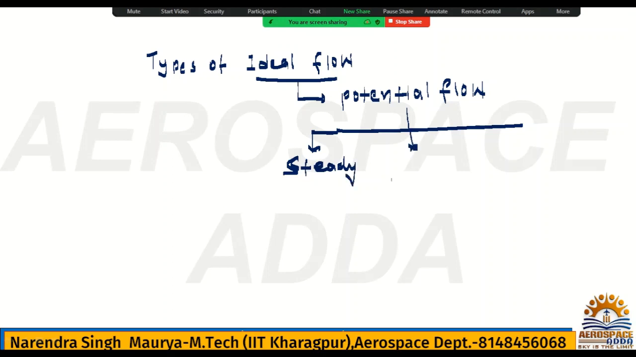steady, then incompressible, and then irrotational. Okay, steady, incompressible, and irrotational flow is called potential flow, and this potential flow is also called ideal flow. All right.